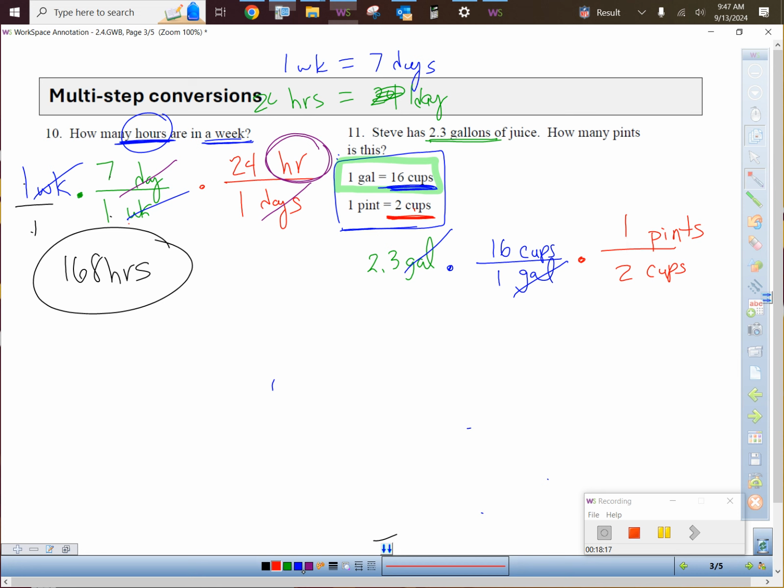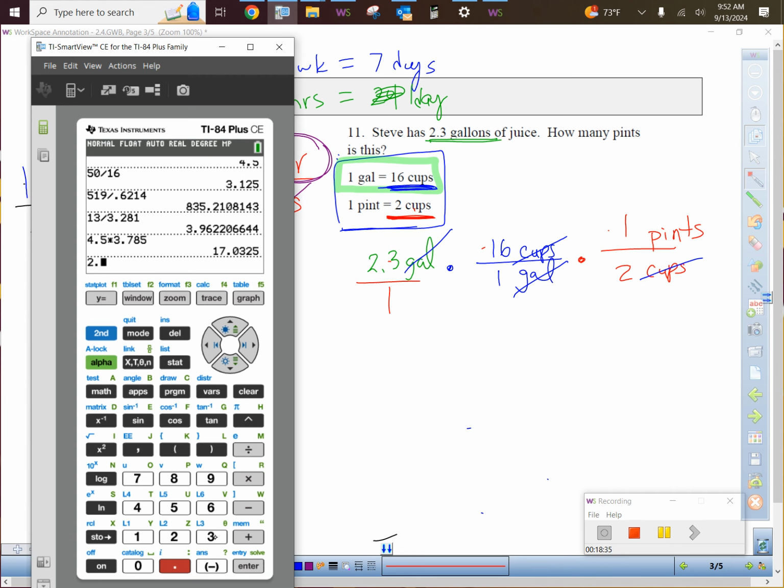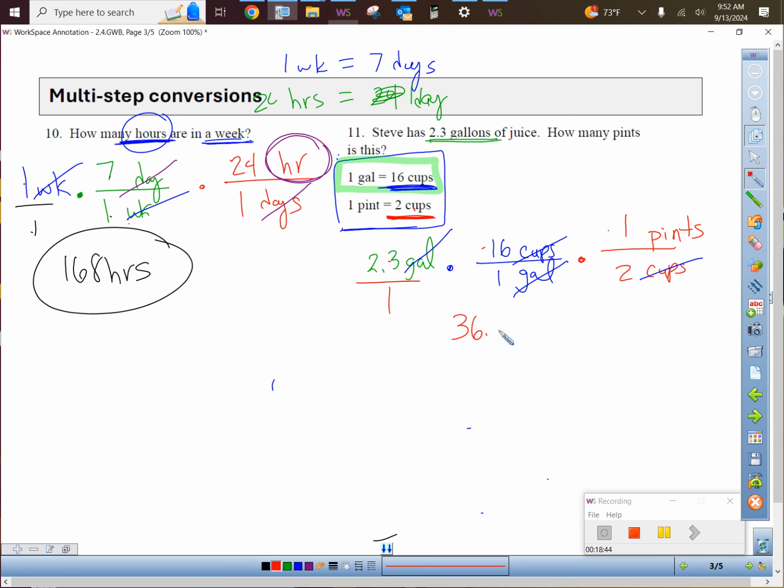So you're just taking it one by one, using the labels to put one of them upstairs, one of them downstairs. One of them upstairs, one of them downstairs. And now we just multiply. Remember, the first number is like a fraction over 1, so you take all the top guys times each other. So 2.3 times 16 times 1. That's 36.8. But downstairs is 1 times 1 times 2, which is still a 2.